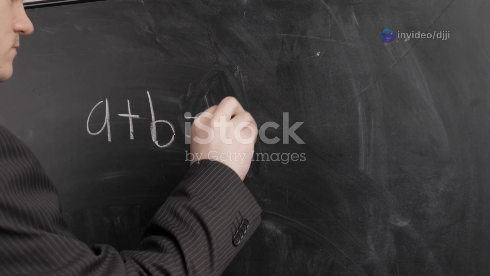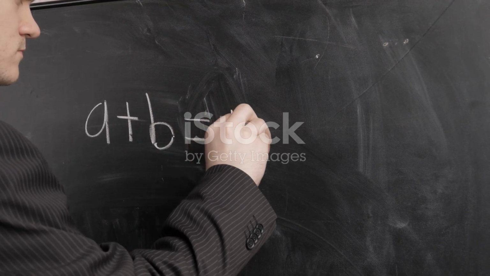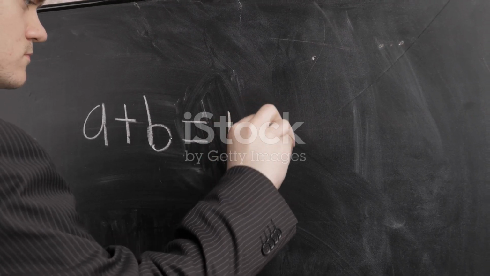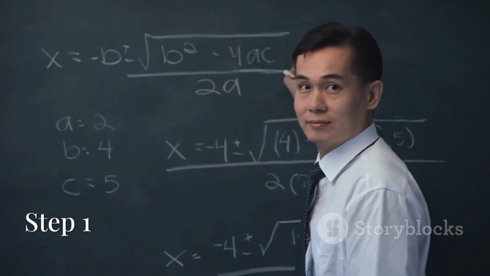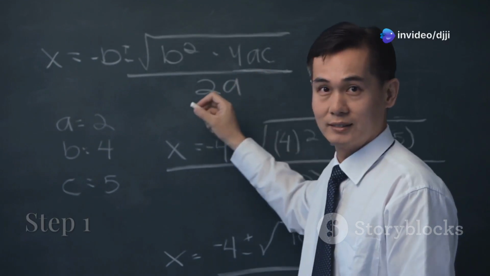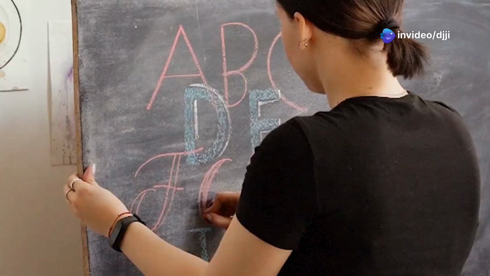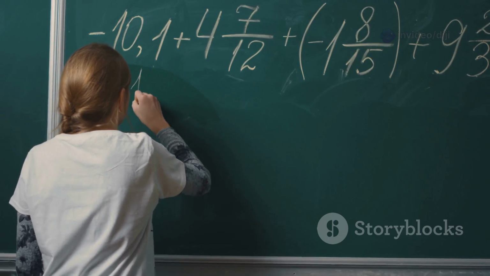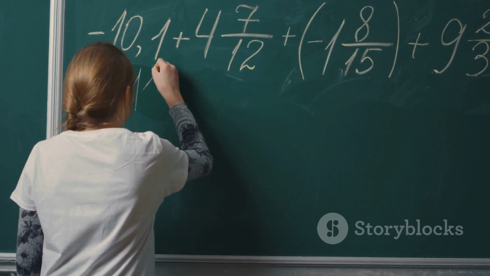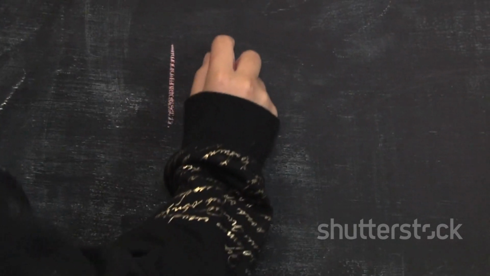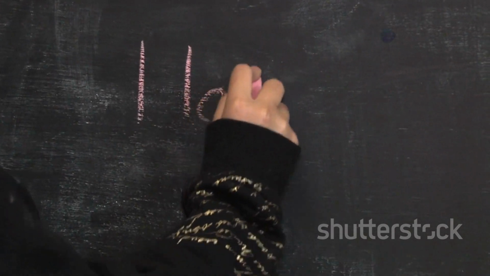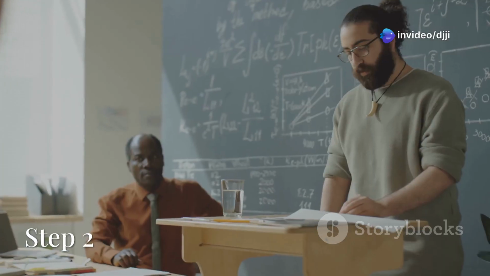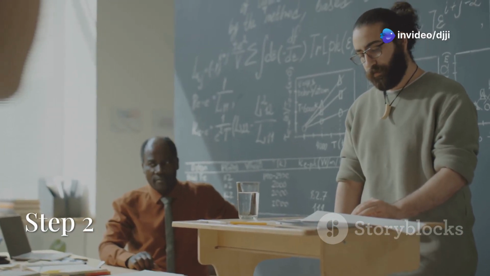Let's solve a quadratic with a leading coefficient. Example, 2x squared plus 7x plus 3 equals 0. Step 1. Multiply a times c. Here a equals 2, b equals 7, and c equals 3. Multiply a times c, which is 2 times 3, and that equals 6. Now, find two numbers that multiply to 6 and add to 7: 1 and 6.